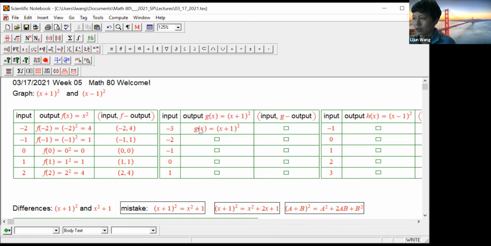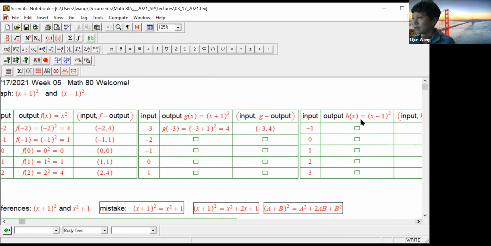Okay, so we put a -3 here. And we evaluate it. Okay, -3 plus 1, we get -2. -2 squared is 4. So this point is going to be (-3, 4).